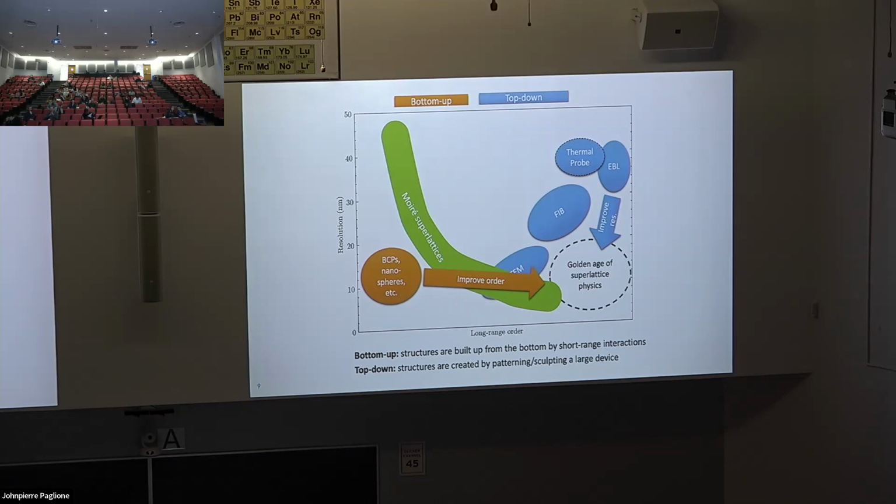For industry applications, it's another scale. You want probably a wafer scale order, but for now we are just doing prototyping. But even for prototyping, these guys are too disordered for electronics at least.